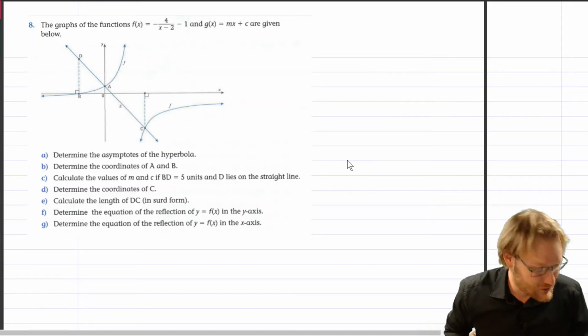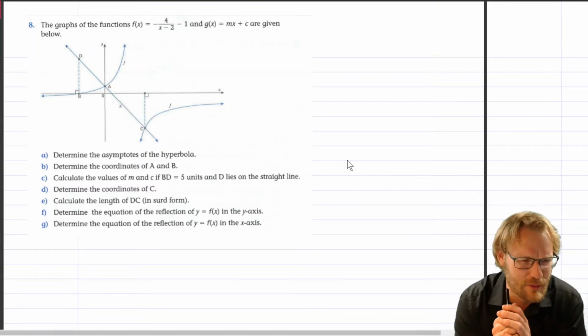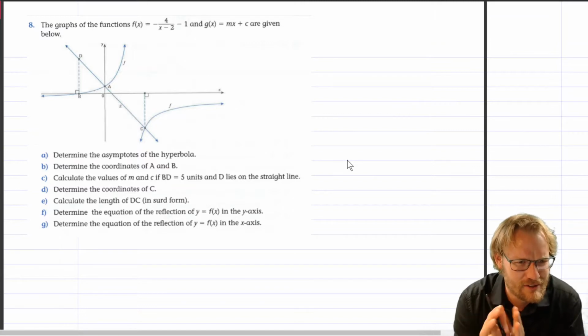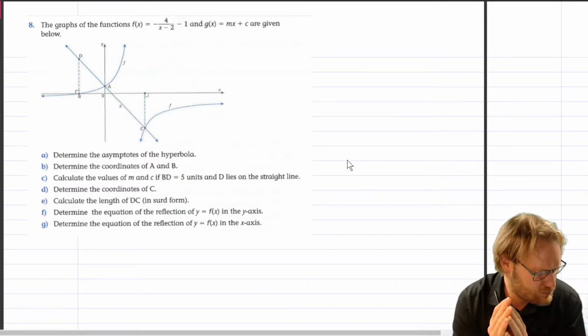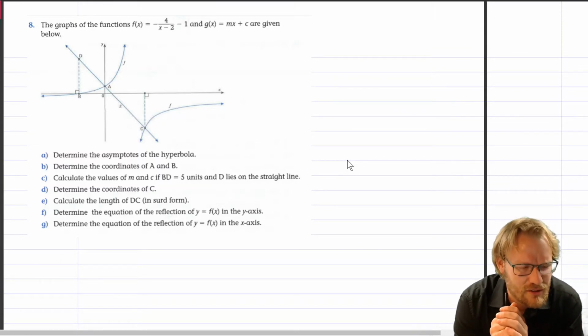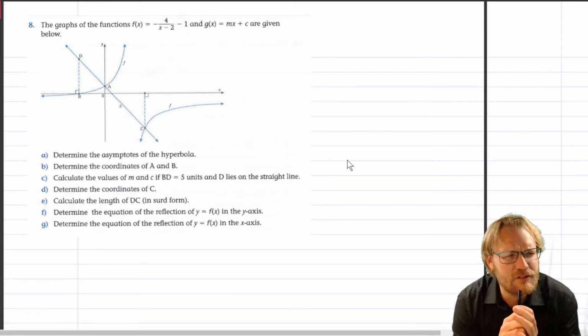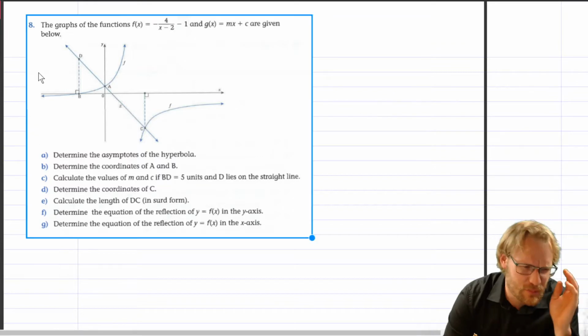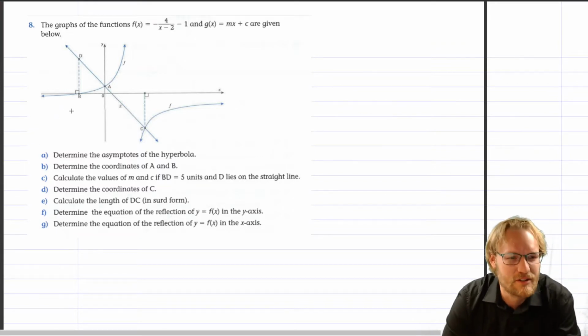Question 8. Got a hyperbola and a straight line. Much like we did in the last question, but this one's intersecting the axes and questions feel a little bit more involved. So let's see what we've got. Let's run through the points and see if we can make sense of things.